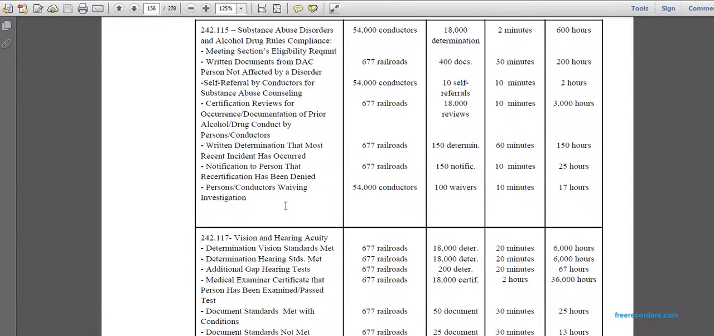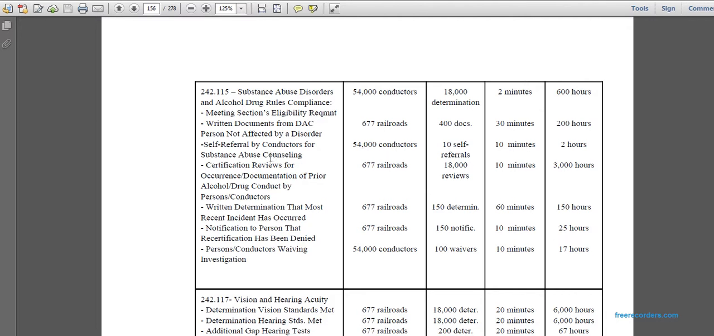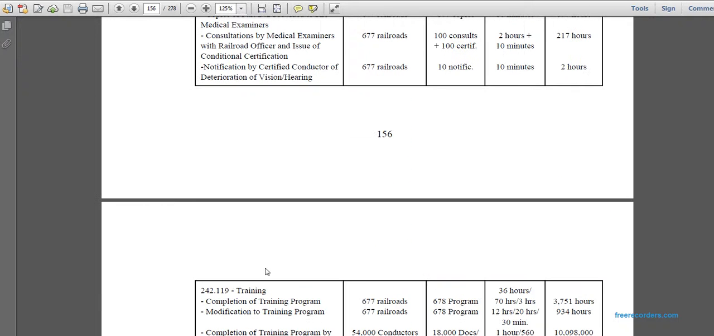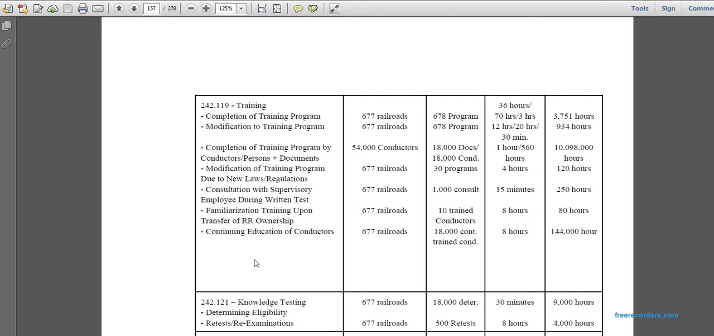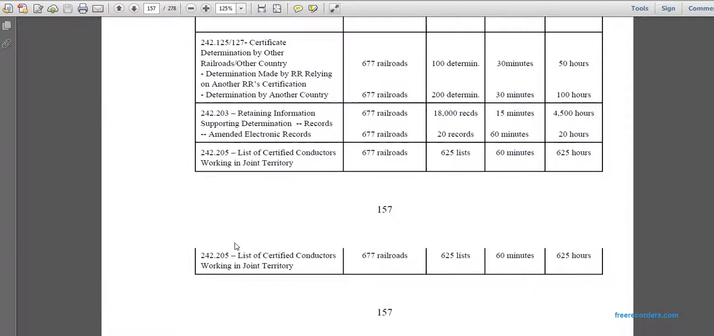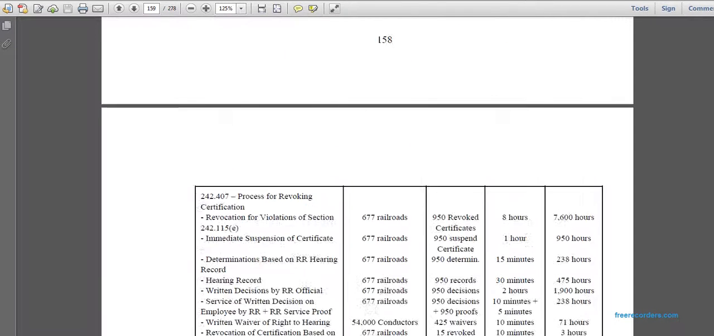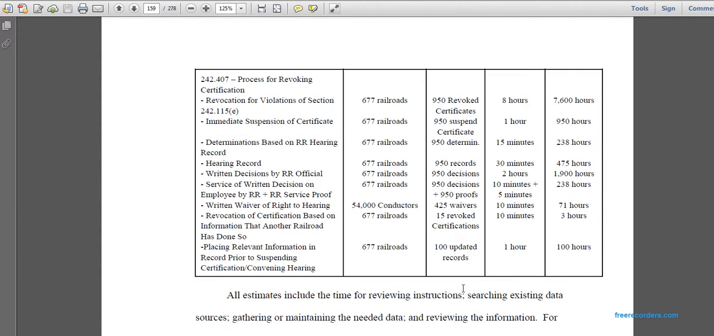Basically, it talks about what we talked about, and there are the sections that we went over, such as substance abuse and vision acuity. It shows training, 214, 199. All right, it goes over revocation, 242. We talked about these parts up in the beginning. It shows the chart.